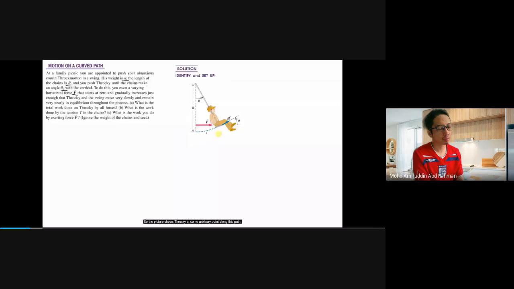So the picture shows Throcky at some arbitrary point along his path. At this moment, he's swept out an angle theta. What we know is that theta is some variable, and it's some angle between 0 and theta naught, because we're starting at 0, he was down here at theta equals 0, and he ends up at some angle theta naught, because that's what they told us in the problem. The reason we can just pick an arbitrary point is that we were told that he was in equilibrium during his whole path. And what that means is all of his forces along the whole path will be adding up to 0.